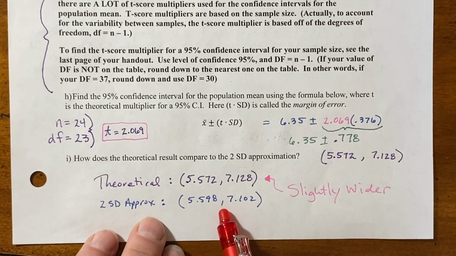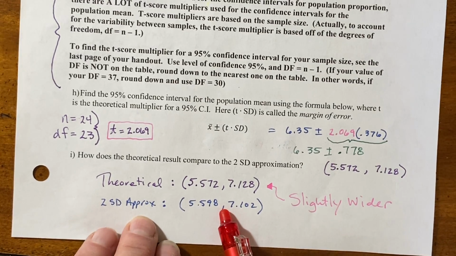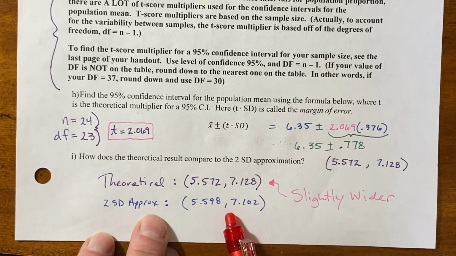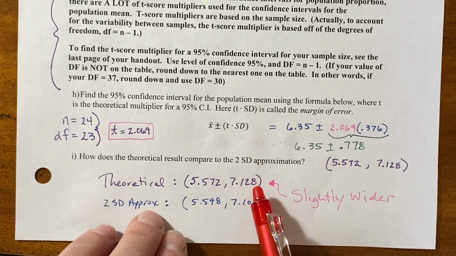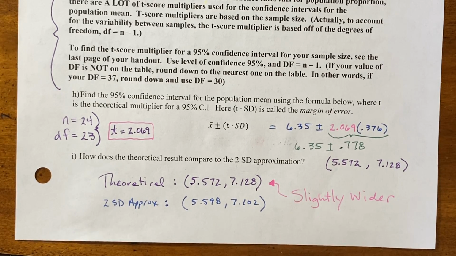Compare it to my interval I created with the 2 standard deviation approximate method. You can see they're very, very close. This one is slightly wider, slightly, because I'm just being a little bit more precise and I had to go a little bit farther out to get exactly 95%.